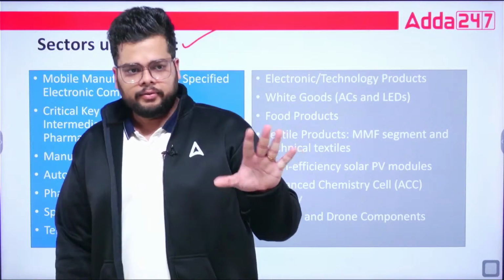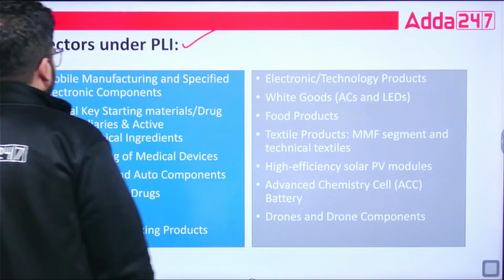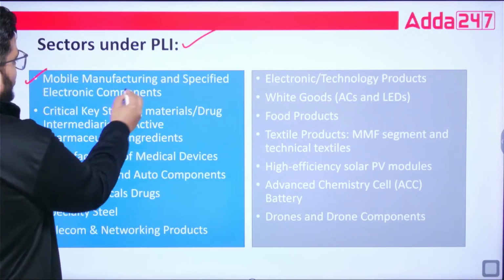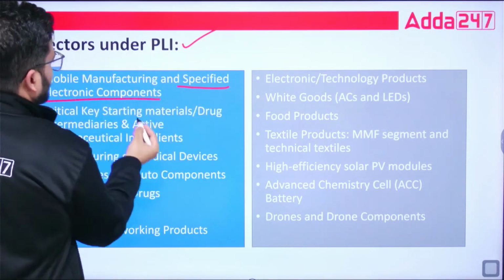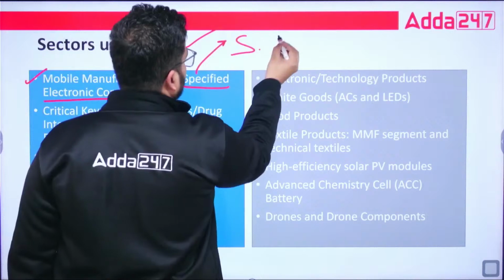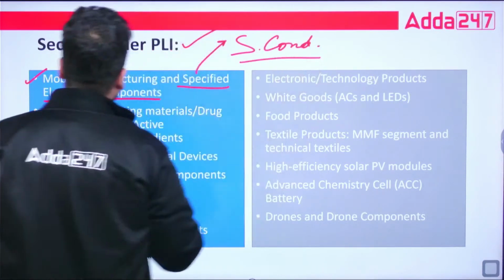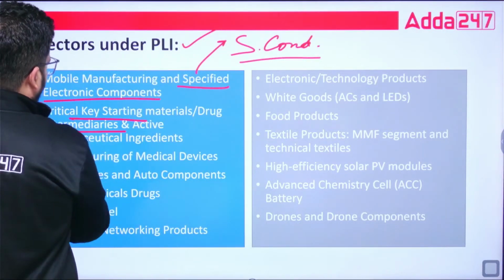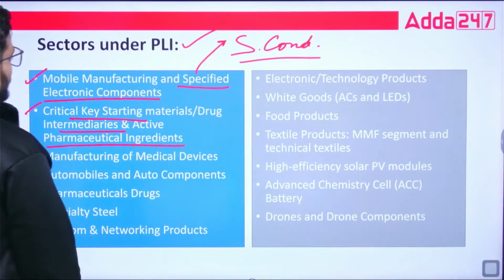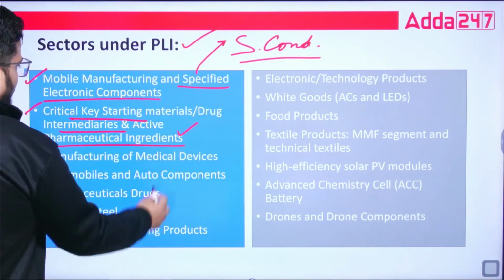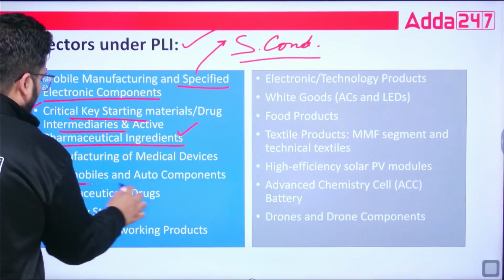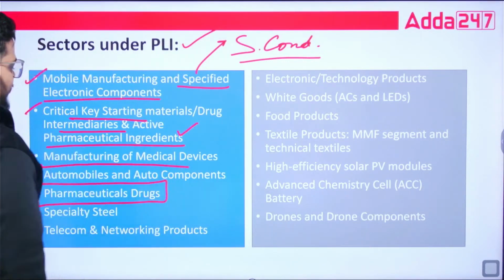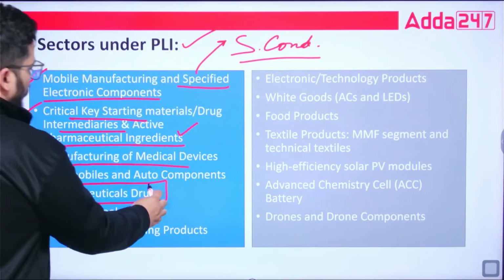Important ones are the 5 which we have done in this particular question. Apart from that, there are many sectors. Sector 1, mobile manufacturing and specified electronic components. What are the specified electronic components? The semiconductors, right? Then we have critical key starting materials, drug intermediaries and active pharmaceutical ingredients. See, the pharmaceutical ingredients are separately mentioned and pharmaceutical drugs form another category. Okay. Manufacturing of medical devices and automobile and auto components.